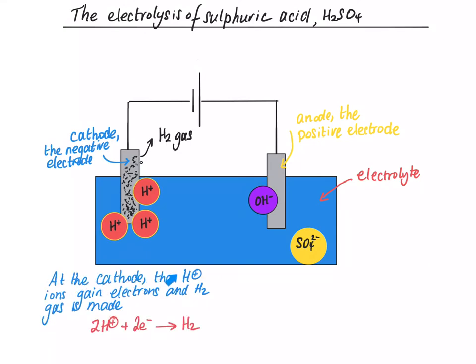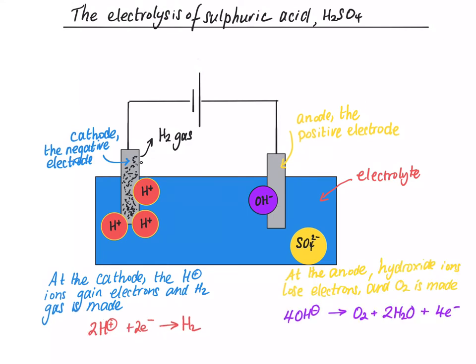At the cathode, the H+ ions gain electrons and hydrogen gas is made. So 2H+, these H+ ions here, gain electrons and form H2. What you would see is bubbles of hydrogen gas given off. At the anode, the hydroxide ions, these ones, lose electrons and oxygen is made. The equation for this is 4OH- goes to O2 + 2H2O + 4e-. And so at the anode, you would see bubbles of oxygen gas given off.